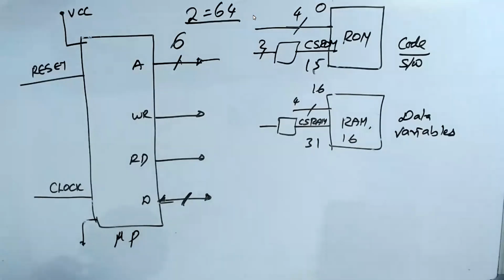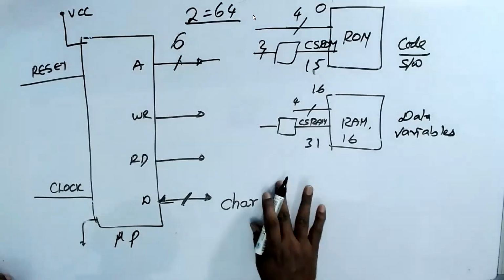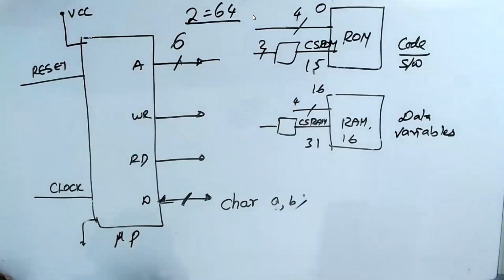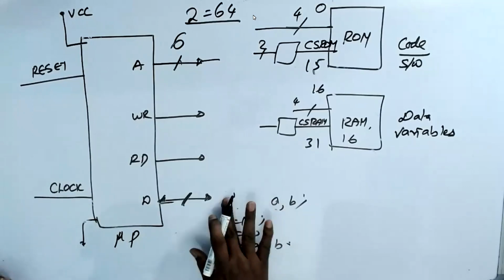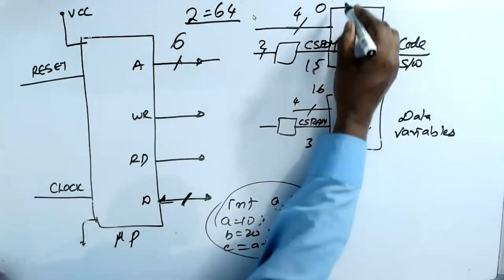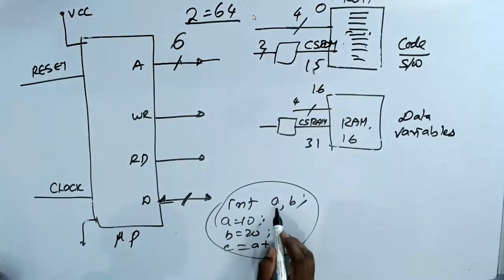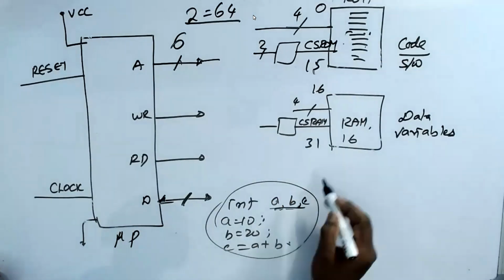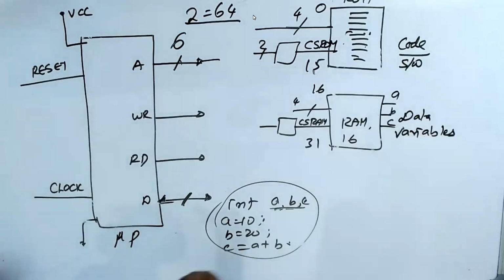Okay, so if you write a program, char A, B, and A equal to 10, B equal to 20, C is equal to A plus B. Let us use int, not to confuse you. If I write a program, then what happened? I get the machine code that is stored in the ROM. But the variables A, B, and C are stored in the RAM. A, B, and C. Is it clear?